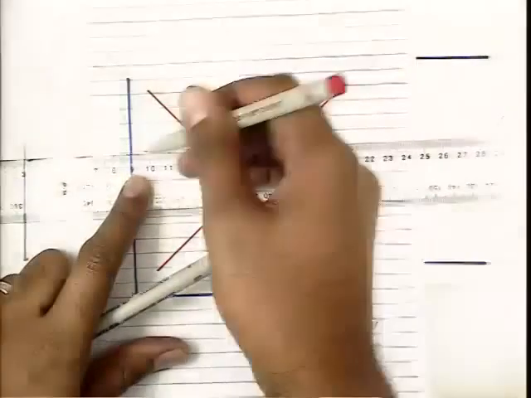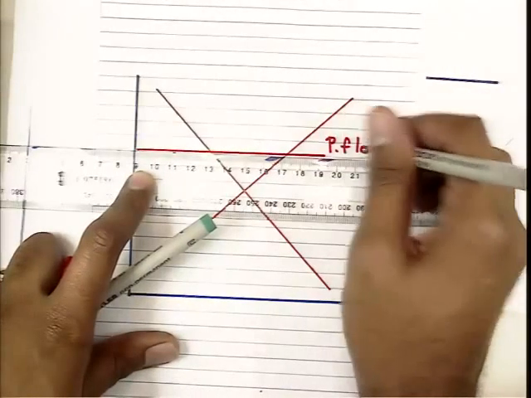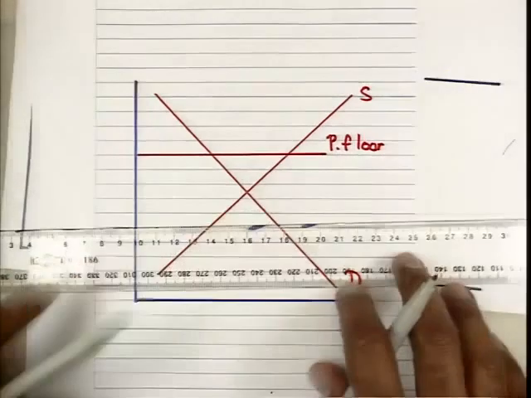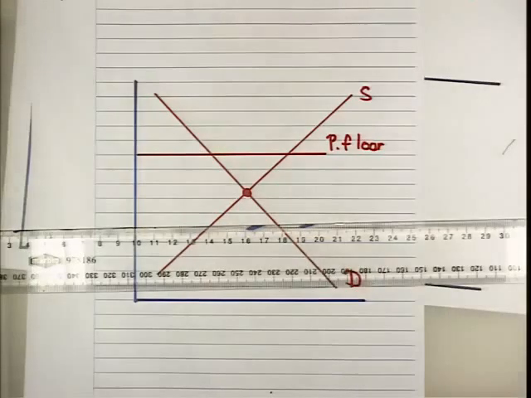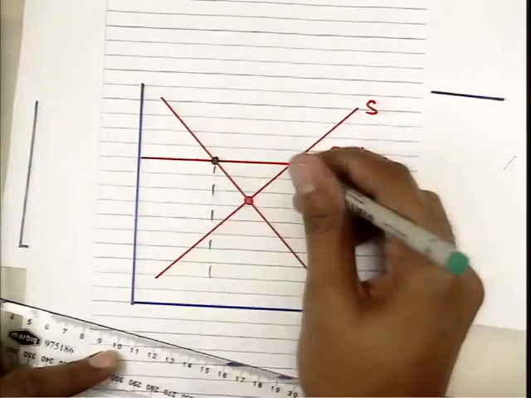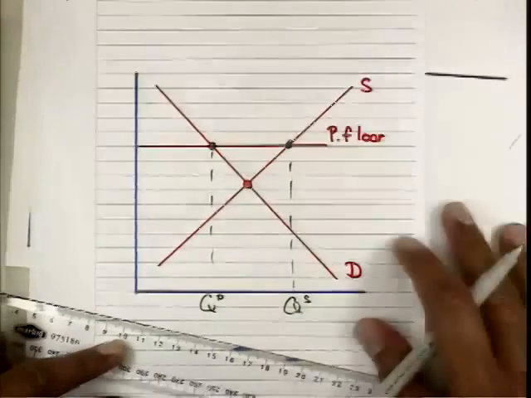I'll quickly draw a price floor. A price floor is a legal minimum price, such as a minimum wage. The government might feel the equilibrium price is too low, so the government might decide they want to interfere with the market and make the legal minimum price higher. But what ends up happening is the quantity demanded is lower than the quantity supplied.